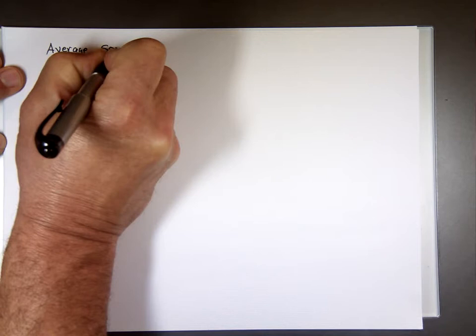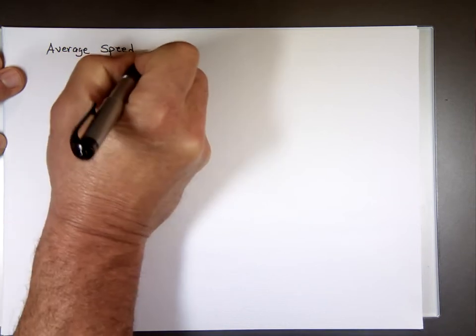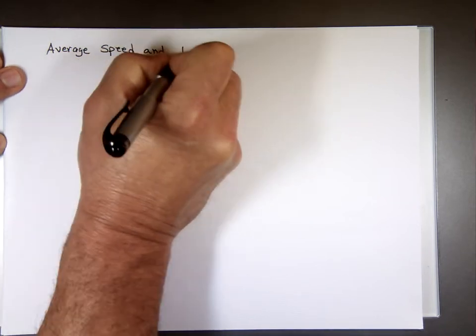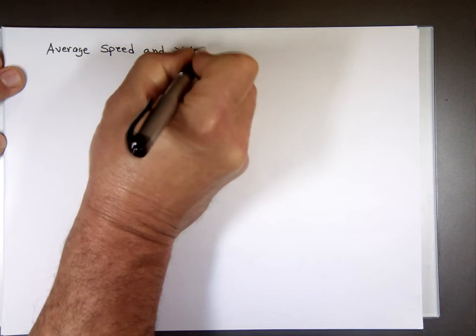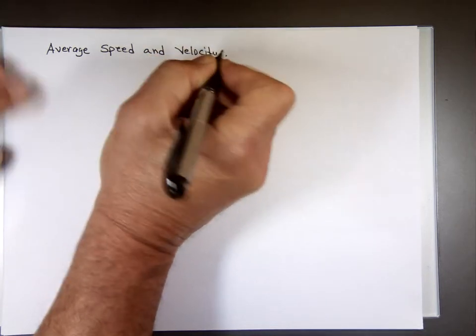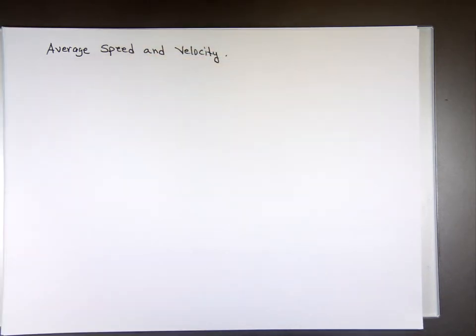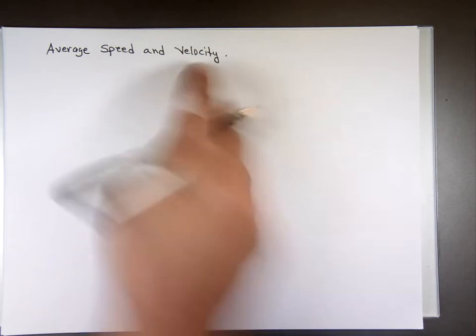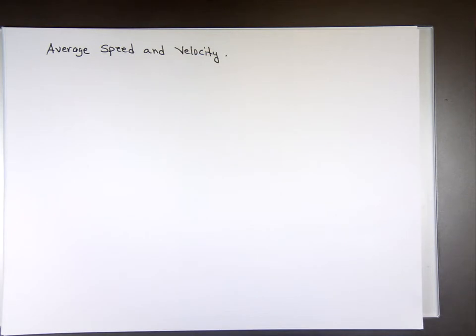So this topic is going to be average speed and velocity. Now again, we'll talk about speed. Speed is a scalar. It has only a magnitude, doesn't have direction. Where velocity is a vector, it has a value and a direction.